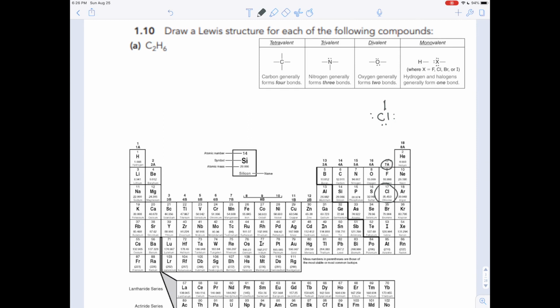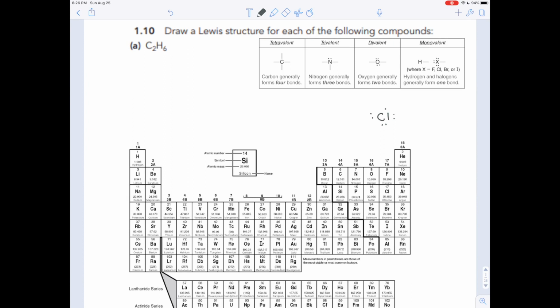Now they're using a symbol here. They use X. X represents any of the halogens. The halogens are in group 7A, so here let me highlight these. Everything in yellow here is a halogen. So fluorine, chlorine, bromine, and iodine. Those are represented by that X there. That's going to be a recurring symbol throughout organic chemistry. Okay, so those form just 1 bond.